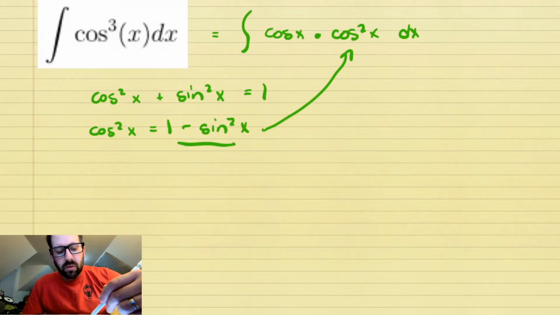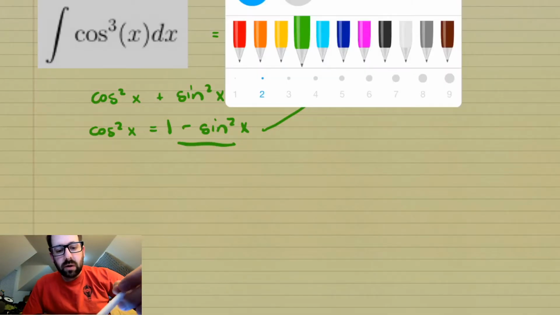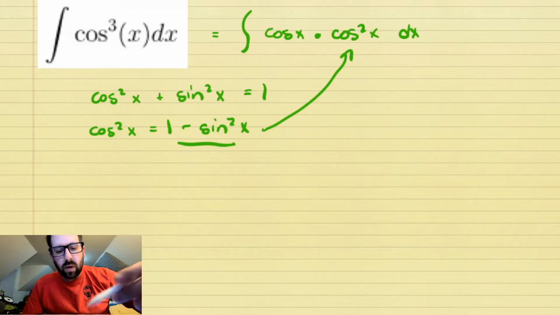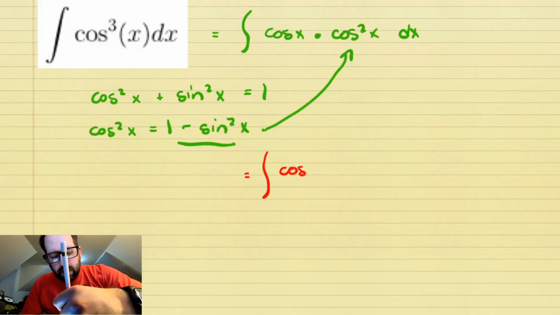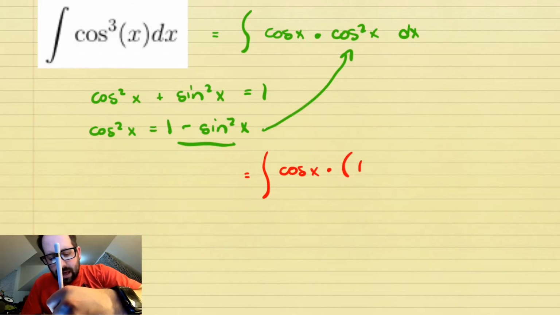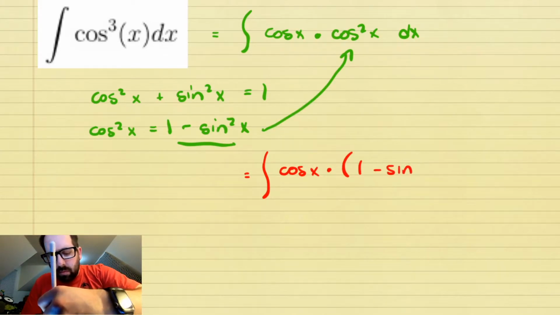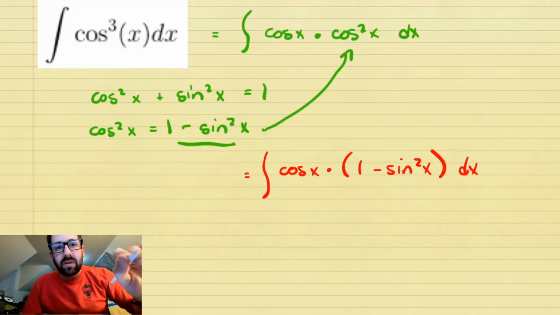So here's what I'm doing. I'm substituting the 1 minus sine squared in for cosine squared, as you can see with my little arrows. I'm going to go back to red here. And this is actually the same problem. It's cosine of x times, in parentheses, 1 minus sine squared of x dx. This is still the same problem. I haven't even started taking the antiderivative. I haven't even done my real w substitution stuff yet. I'm just rewriting the problem in different formats so that it's possible to take the antiderivative of it.